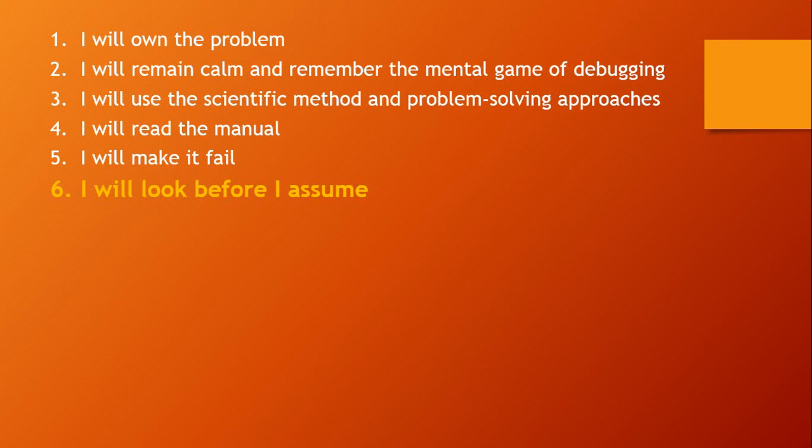Rule number 6 says, I will look before I assume. Many times in a software program, when I find an error, I just make an assumption about what's causing it. So I go to the source code and I slam in some kind of a solution, and it really didn't fix the problem because I made an assumption. And so rule number 6 is, I will look before I assume. I'm not going to jump to any assumptions. I'm actually going to make an effort to find out if that truly is the problem before I try to implement a solution.